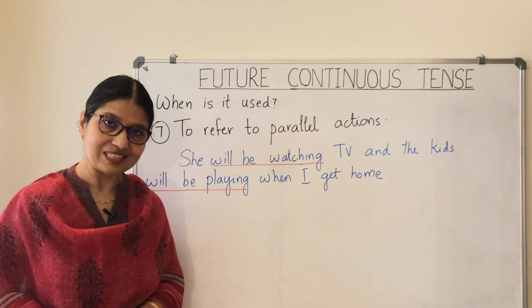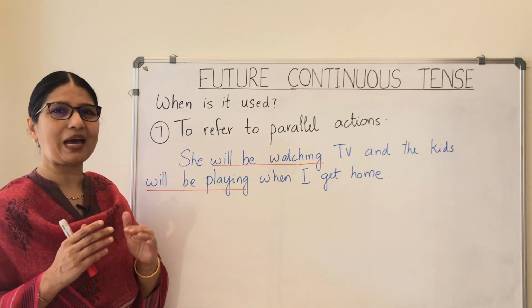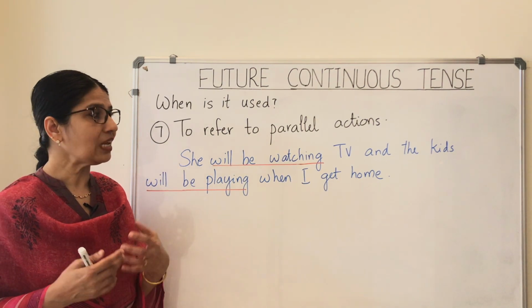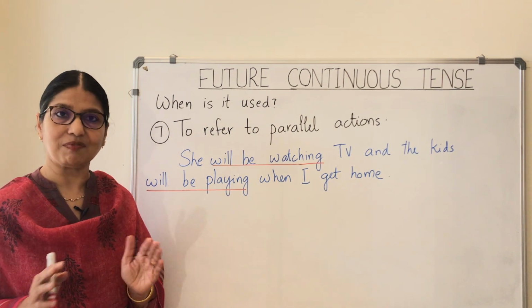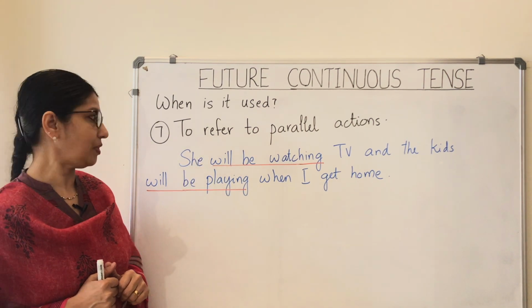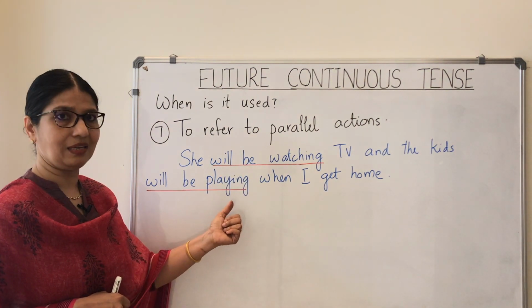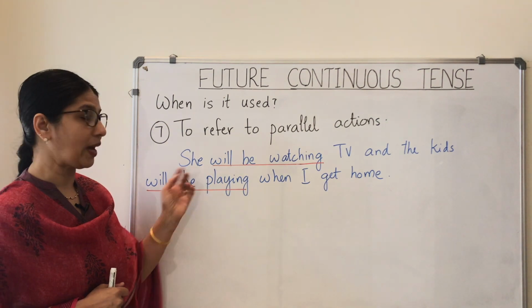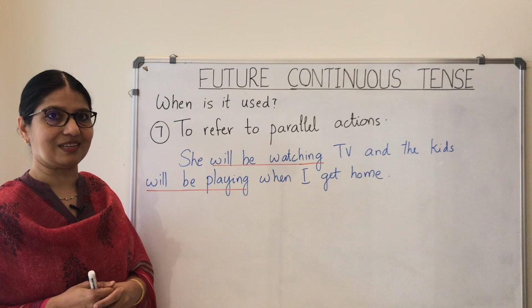Last but not the least, the future continuous tense can also be used to refer to parallel actions. Now, what I mean is, when talking about actions that take place side by side, simultaneously, without interrupting each other, we can use this tense. For example, she will be watching TV and the kids will be playing when I get home. So here I am talking about two actions which will be taking place side by side.